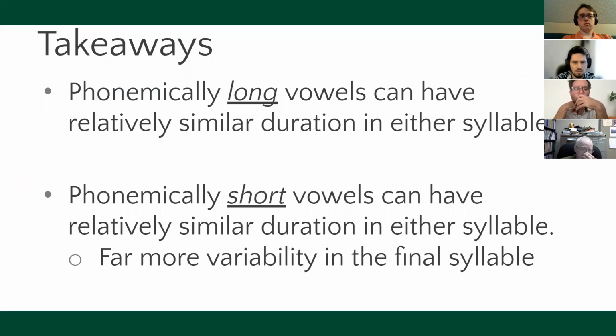So just some quick takeaways from that are that when comparing phonemically long vowels in the penultimate and final syllable, the duration of these vowels are relatively similar. As well, we're seeing something similar with the phonemically short vowels. There's relatively little difference in duration between the two syllable types, keeping in mind that in this data at least, there is far more variability in the final syllable.